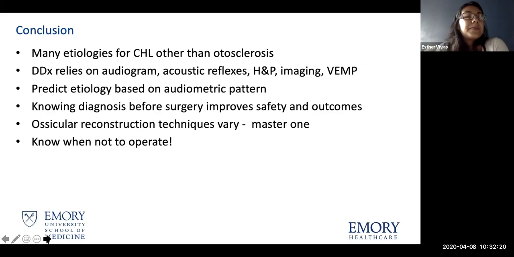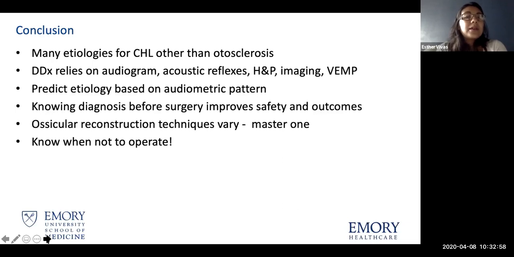So just to conclude this part, there are many etiologies for conductive loss other than otosclerosis, even though that is by far still the most common with a normal ear exam. And the differential is reliant on having a proper exam, an audiogram that includes your acoustic reflexes, the imaging, and VEMP testing when appropriate. Sometimes audiometric patterns can give you a clue.